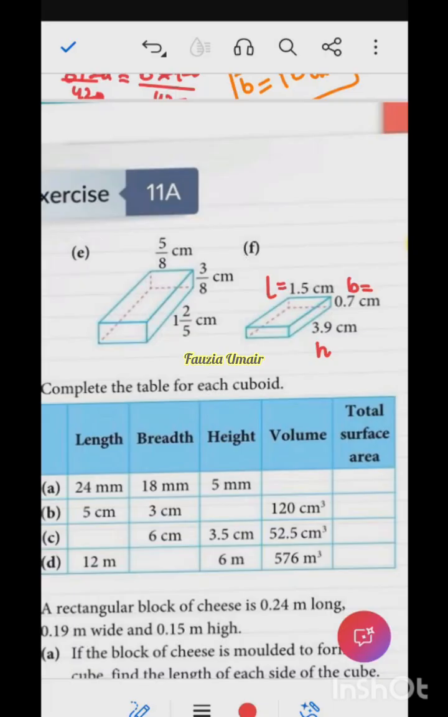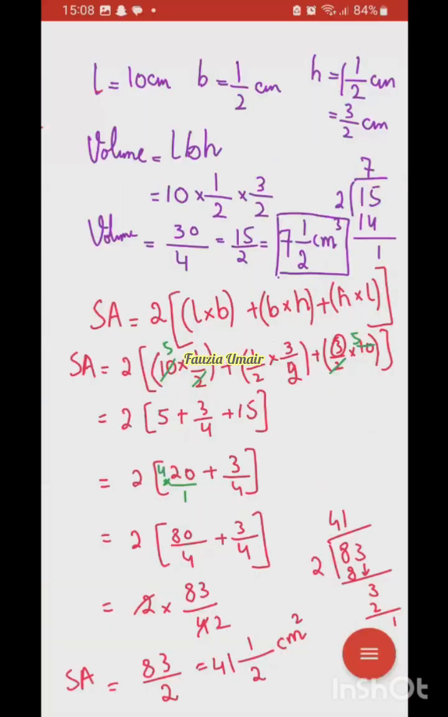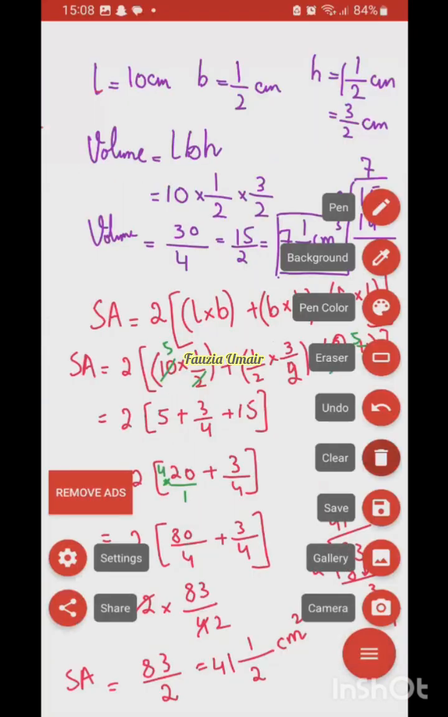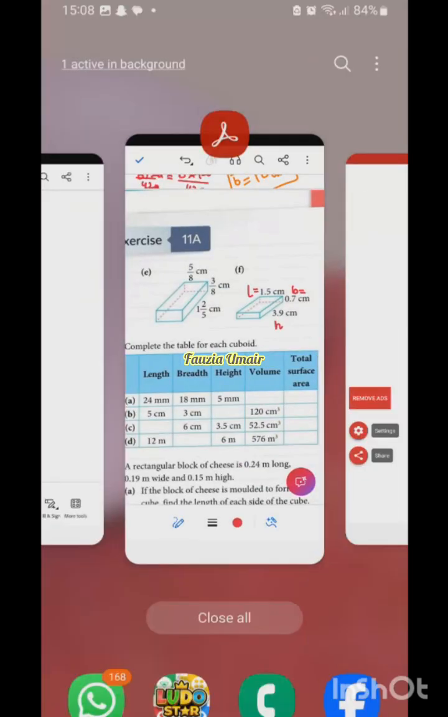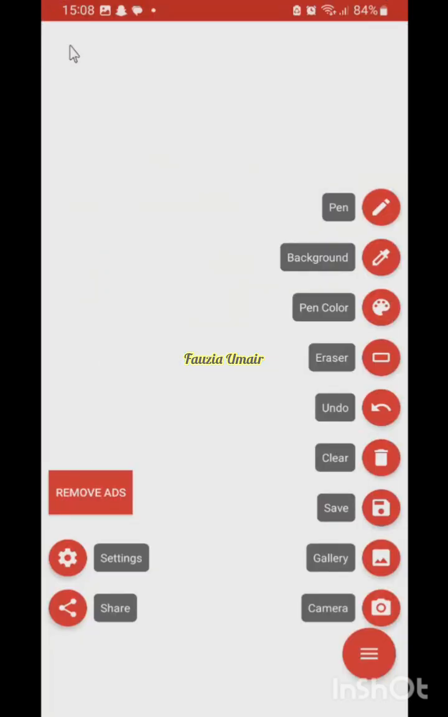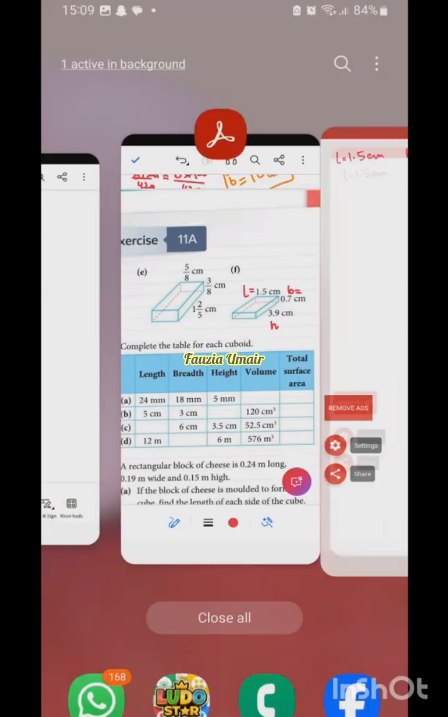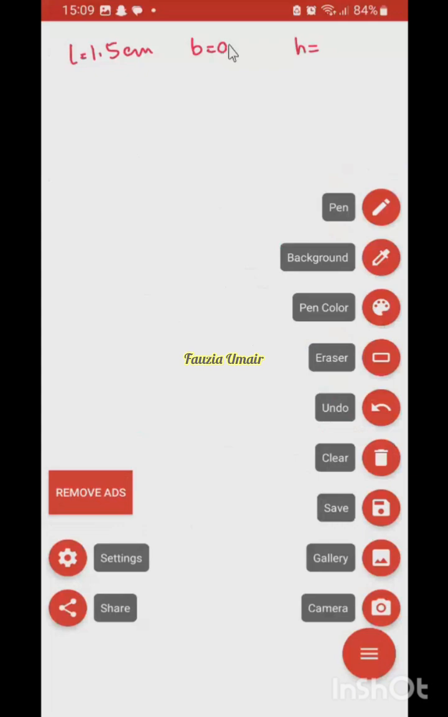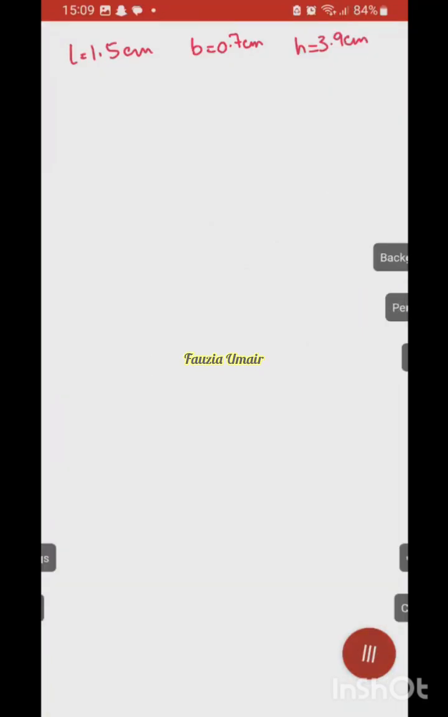Okay, so I'm saying in the E part, my length is 1.5 centimeter, breadth is 0.7 centimeter and height is 0.39 or 3.9 centimeter. Okay. So I need to find volume and surface area. What would be the volume of this?